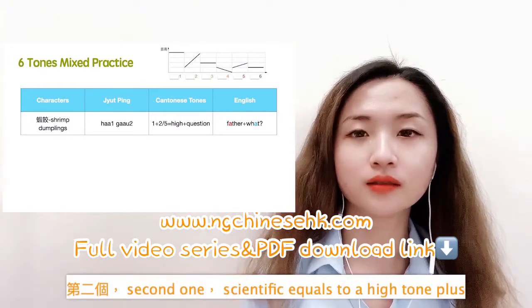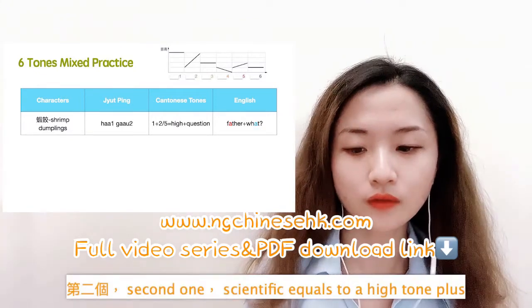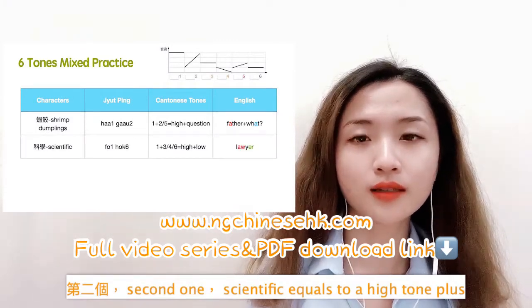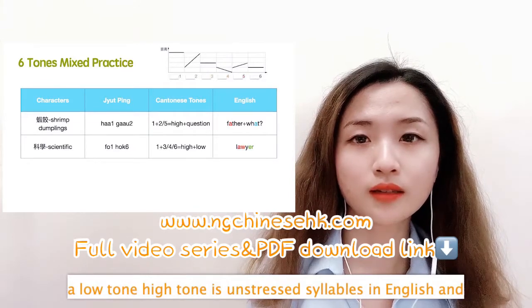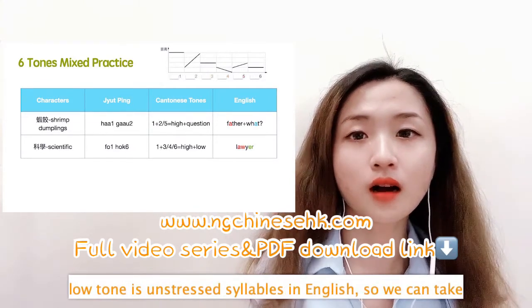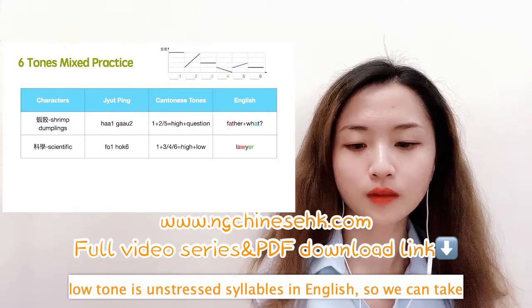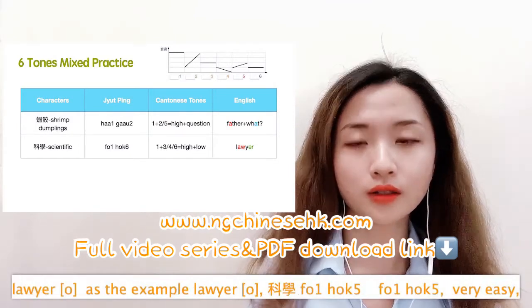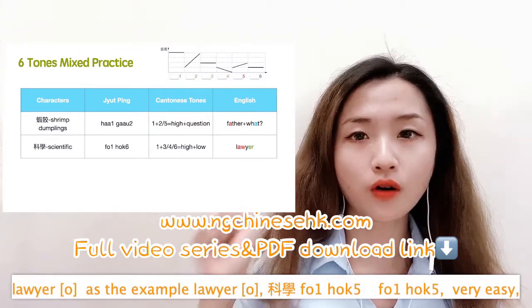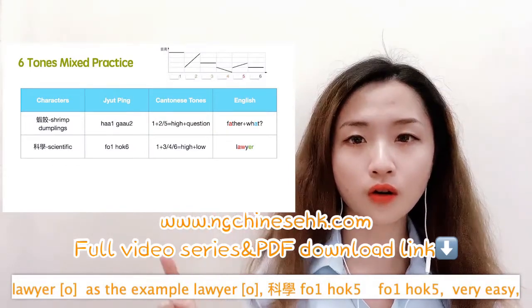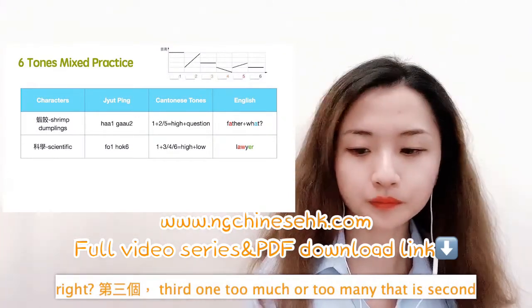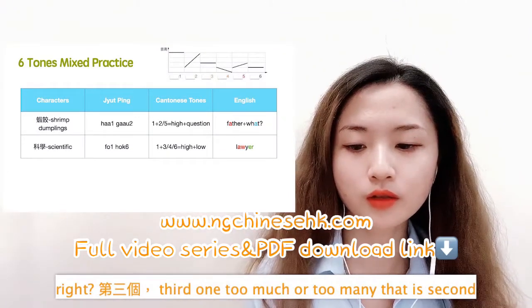第二個, second one, scientific, equals to a high tone plus a low tone. High tone is stressed syllables in English, and low tone is unstressed syllables in English. So we can take lawyer as the example. Lawyer, 科學. Very easy, right?